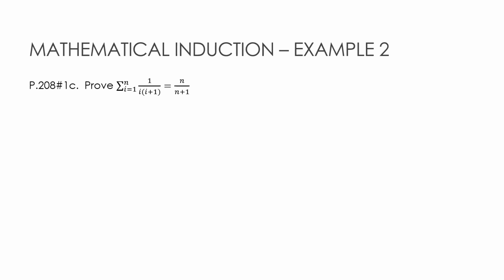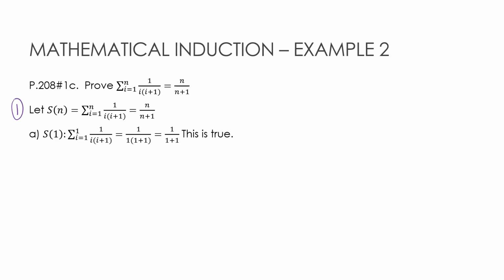So I'm going to start step 1 by saying, let's say this is S of n. That's what I'm trying to prove is true. Step 2 is going to be for S of 1. S of 1 says replace n with 1, which says 1 over 1 times 1 plus 1. So I don't have to add anything to that because there's only one value. Does it equal 1 over 1 plus 1? Well, I get 1 over 2 on the left, and I get 1 over 2 on the right, and those are equal, so it's true.